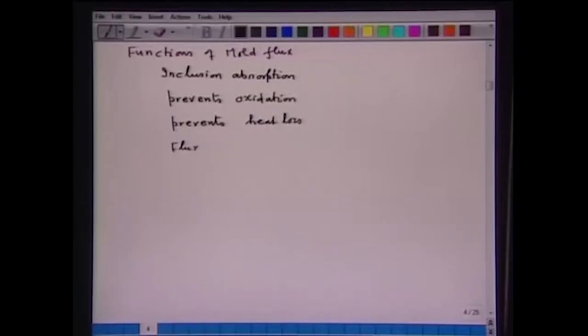Now this flux melts and forms a liquid, and the most important function that this liquid does is that it enters into the air gap. Therefore, the air gap formation is, I don't say eliminated, but very, very minimized, because the air gap which is created because of the differential expansion of the solidified shell and the mold is filled by the lubricant. So, the chances of air gap formation are minimized.